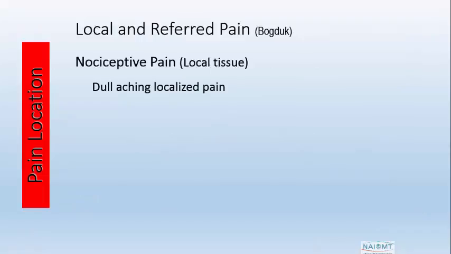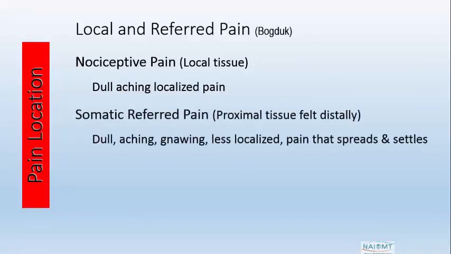As we said, pain can either be local from nociception occurring in that tissue. This produces a dull aching sensation in the area where nociception is occurring, or we can have somatic referred pain where a proximal tissue is experiencing nociception but is experienced distal to that.